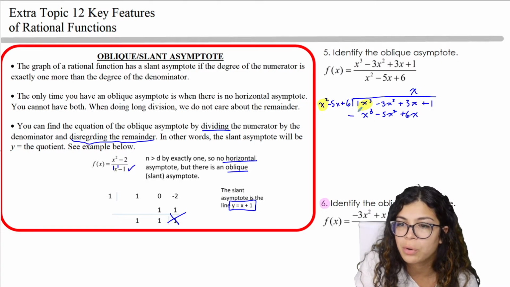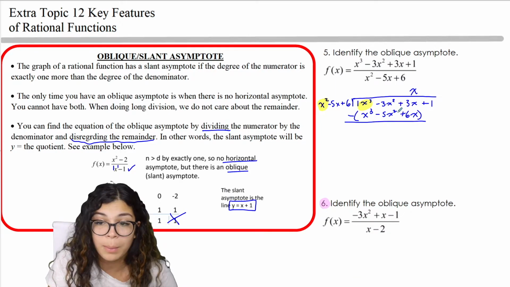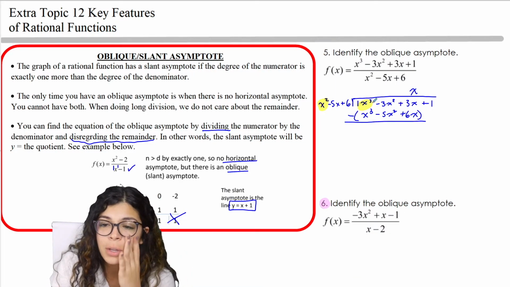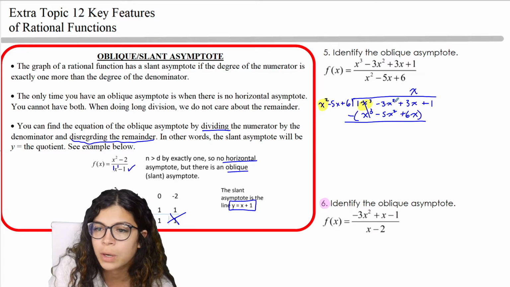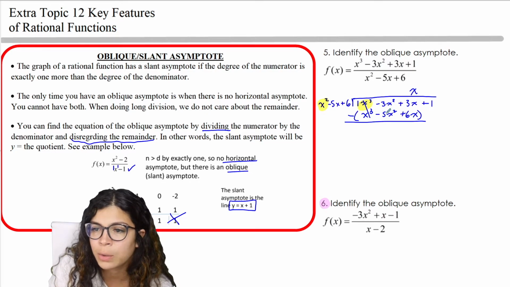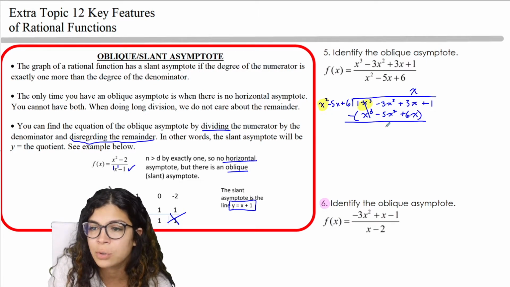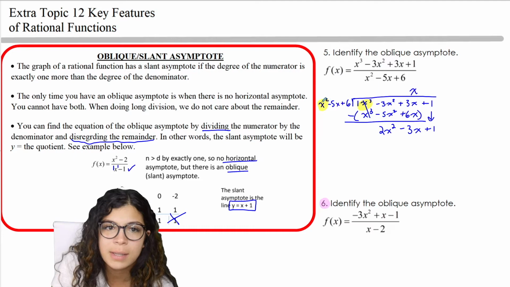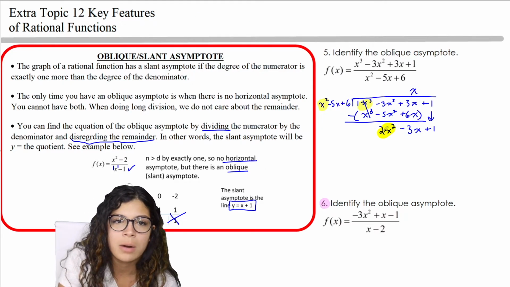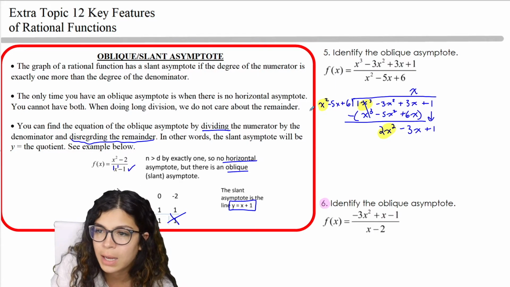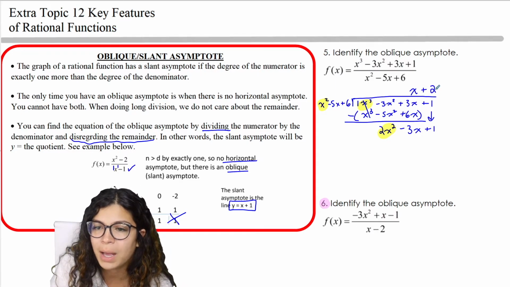Now I need to subtract. And remember to distribute the negative. So x cubed minus x cubed will cancel. Negative 3x squared minus negative 5x squared would be negative 3 plus 5, which is 2x squared. And 3 minus 6 would be negative 3x. Now we can go ahead and bring down the positive 1. And we go ahead and we ask ourselves the same question. X squared times what would give me 2x squared? So it would be x squared times 2. So I'm going to multiply everything by positive 2.